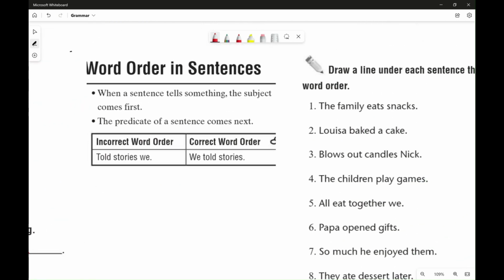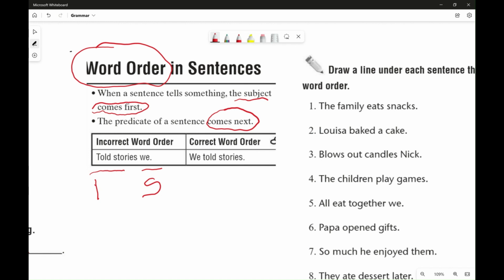Here you have to understand the word order in sentences. When a sentence tells some things, the subject comes first. The predicate of a sentence should come next, after the subject. Let's take an example. Incorrect word order: Told stories we. It's not correct because the subject should come first, but instead the predicate is coming first.